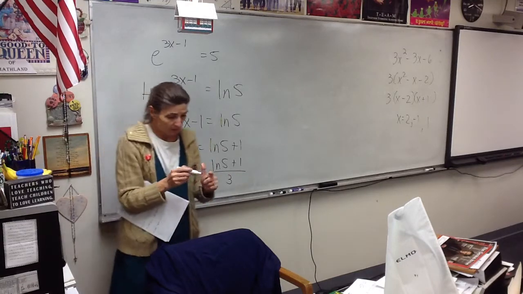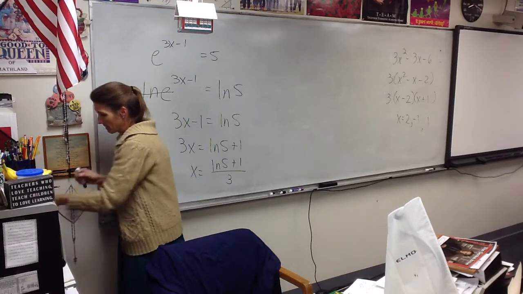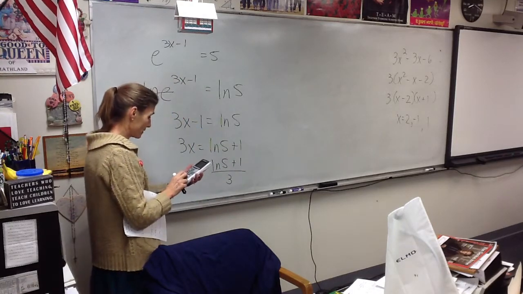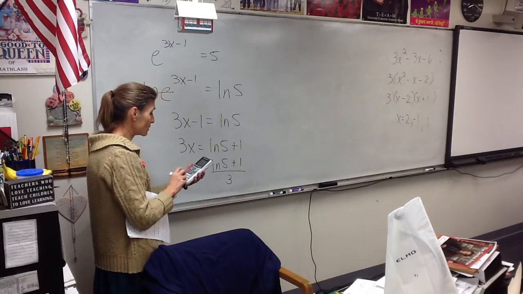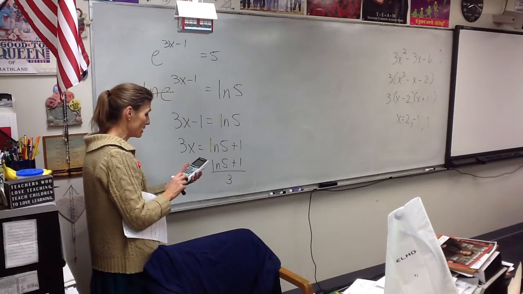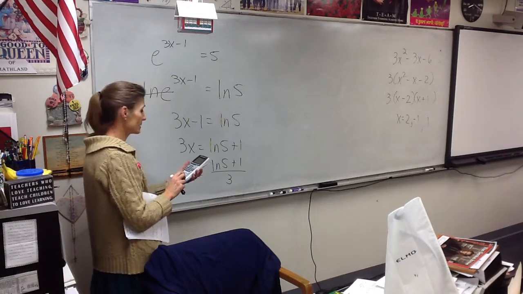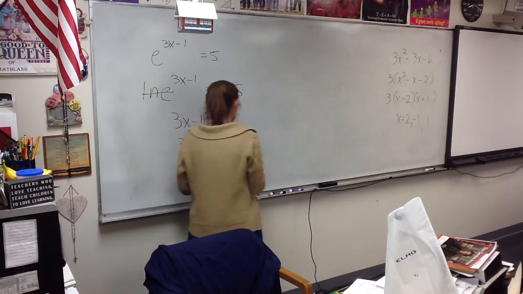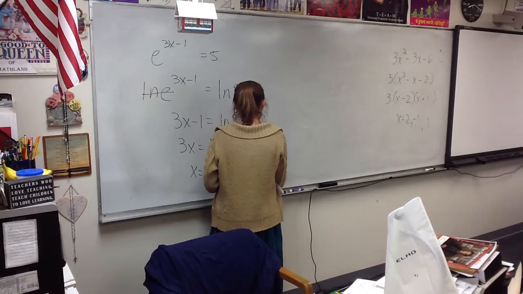Then I'll go to my calculator. It's pretty easy. I will type ln 5, remembering to close the parentheses, plus 1. Then I'll hit equals, divided by 3. And my answer is 0.8698.